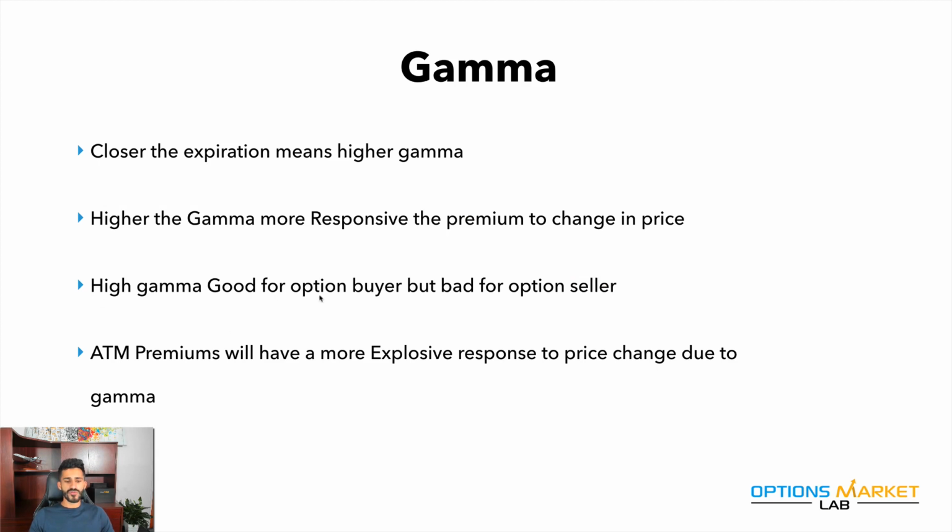High gamma is good for option buyers, but bad for option sellers. So option buyers love high gamma, but option sellers hate gamma. At the money, premiums will have a more explosive response to price change due to gamma. These are very important things to understand.